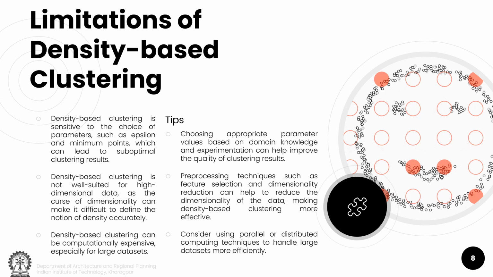Tips to overcome limitations. Choosing appropriate parameter values based on domain knowledge and experimentation can help improve the quality of clustering results. Preprocessing techniques such as feature selection and dimensionality reduction can help to reduce the dimensionality of the data, making density-based clustering more effective. Consider using parallel or distributed computing techniques to handle large datasets more efficiently.